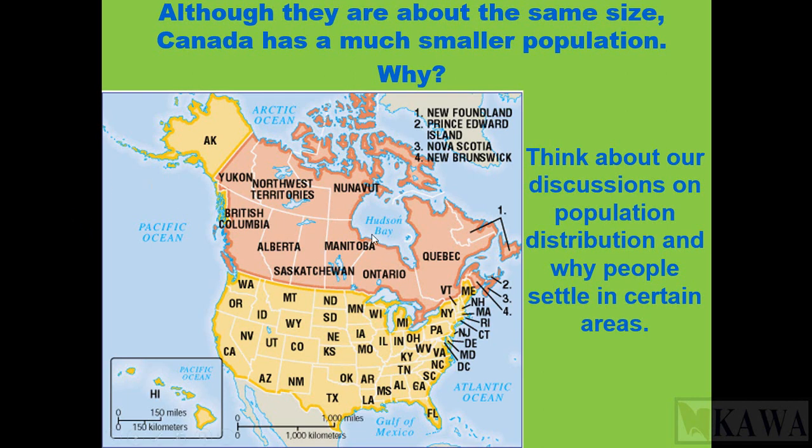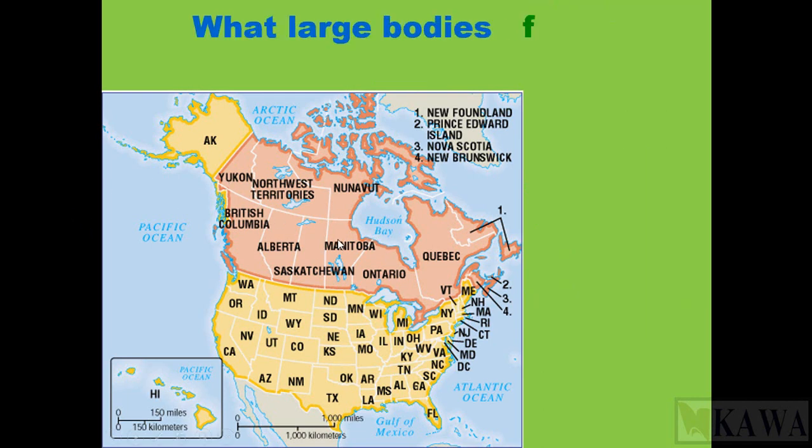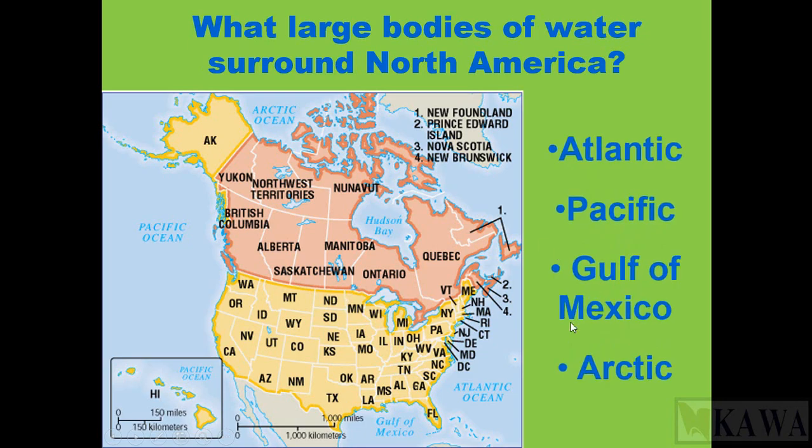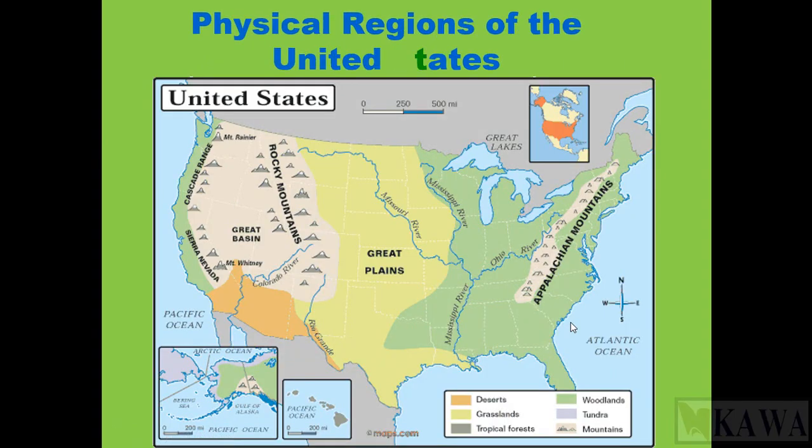So which large bodies of water surround North America? Can you mention all these: Gulf of Mexico, Atlantic Ocean, Pacific, and others. So our answer is here. And what are the physical regions of the United States of America? These physical regions are the ones you are supposed to learn better. We look at the Cascade Range, the Sierra Nevada in the west. These are the western Cordilleras. And then in between here, there is a basin.